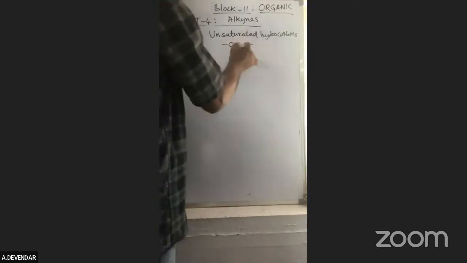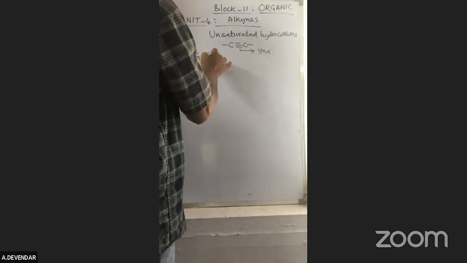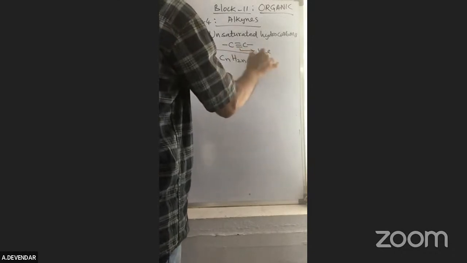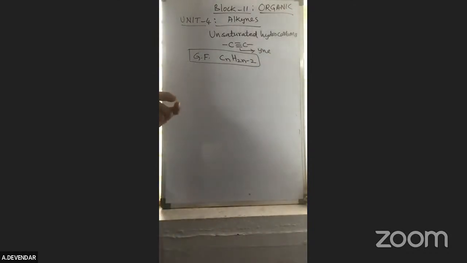The suffix -yne means a triple bond is present. And the general formula of alkynes is CnH2n-2. This is very important. The general formula of alkynes is CnH2n-2. In this particular case, alkynes can undergo isomerism. The particular type of isomerism is functional isomerism, and not chain isomerism. Okay, functional isomerism, and also one more.